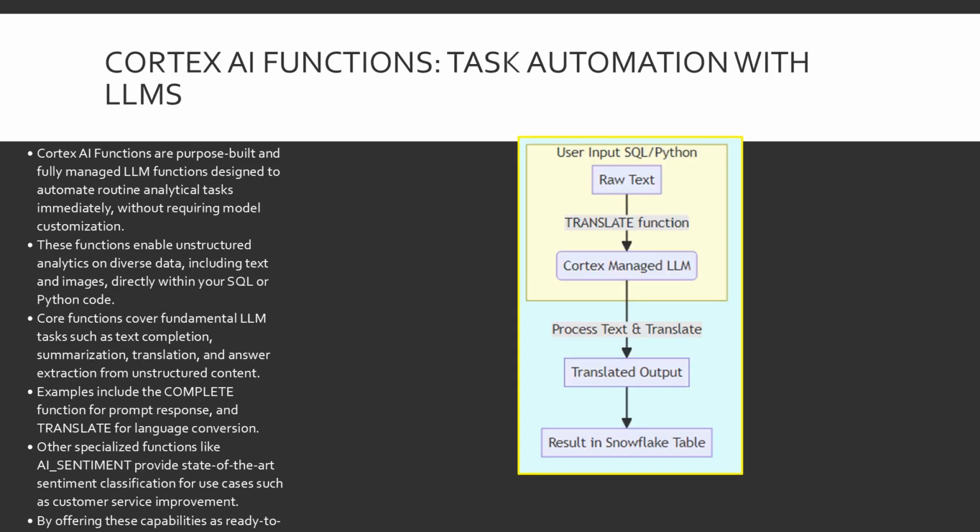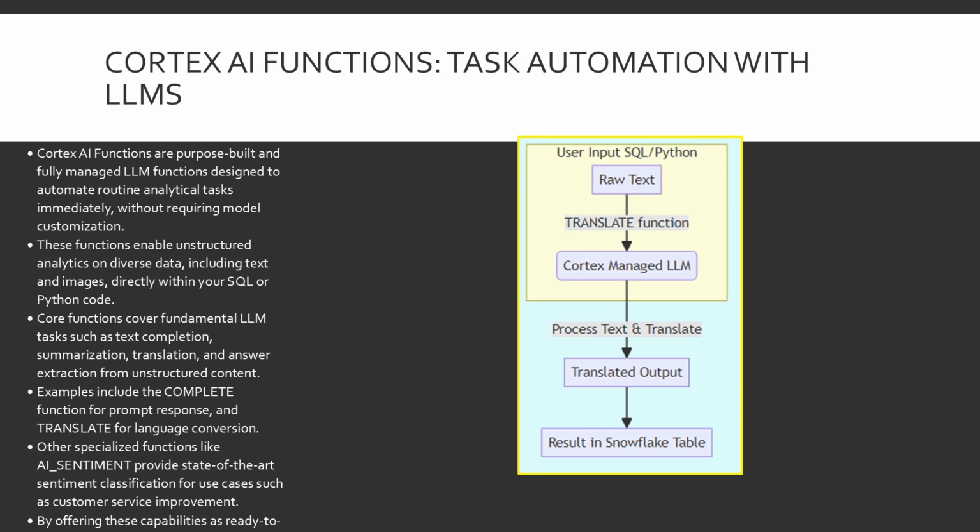effectively. Building upon the introduction, let's explore Cortex AI functions, which are purpose-built and fully managed large language model features. These functions are designed to automate routine, yet complex, analytical tasks instantly, meaning you can start using them right away without needing to customize or train any underlying models. These powerful functions allow you to perform deep unstructured analytics on various data types, including raw text and even images, by integrating their calls directly into your standard SQL queries or Python scripts.